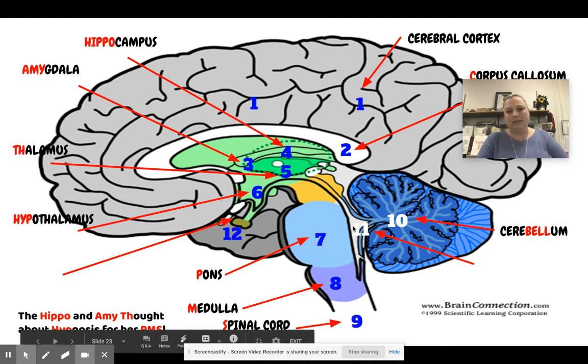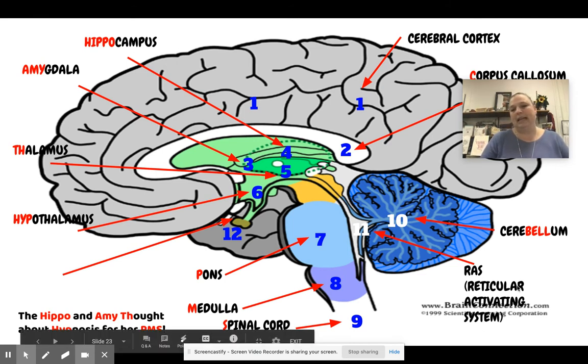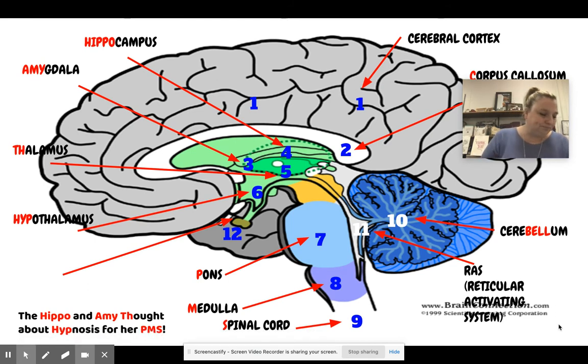Number 11 is kind of hard to see. It's right in this little crevice between pons and the cerebellum. That is called your RAS. You won't need to know what it stands for, but just so you know, it stands for Reticular Activating System. And the RAS is the gatekeeper, we call it, the gatekeeper of info. It controls your coordination and your balance.